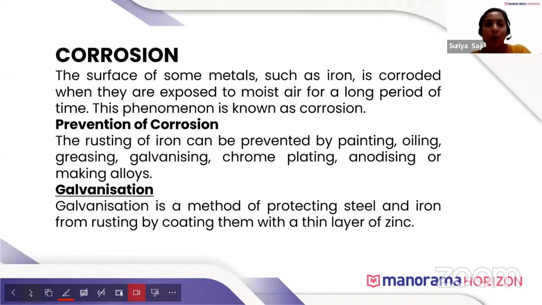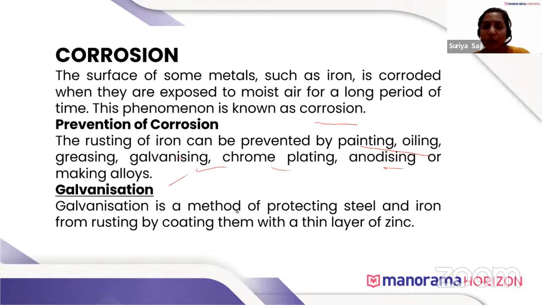So this corrosion we already saw in the first chapter, I think. The surface of metals gets corroded when they are exposed to moist air for a long period of time. This phenomenon is known as corrosion. This we have already discussed. We can prevent corrosion by painting, oiling, greasing, galvanizing, chrome plating, anodizing, making alloys, etc. All these things we have already discussed.